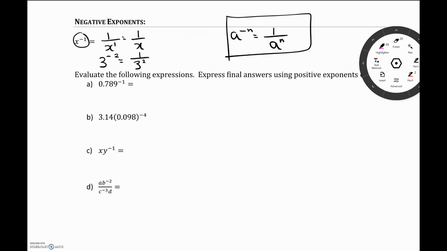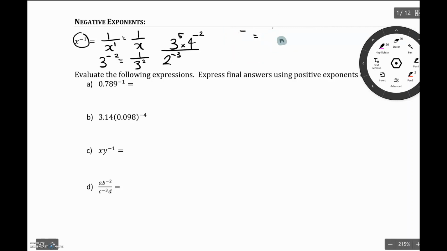If I had something like 3 to the 5th over 2 to the negative 3, and in the numerator I also had 4 to the negative 2. If I wanted to write this as an expression with positive exponents only, well, 3 to the 5th is already positive, so that stays there. This 4 to the negative 2 is a negative exponent, so I move it down, it becomes 4 to the positive 2, and this 2 to the negative 3 goes up and becomes 2 to the positive 3. This will be very important later on.